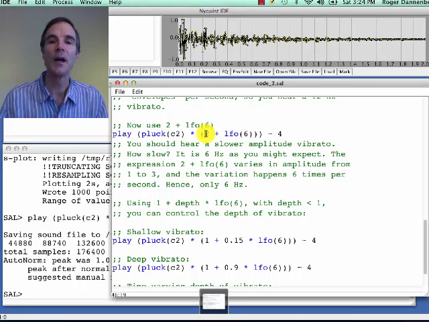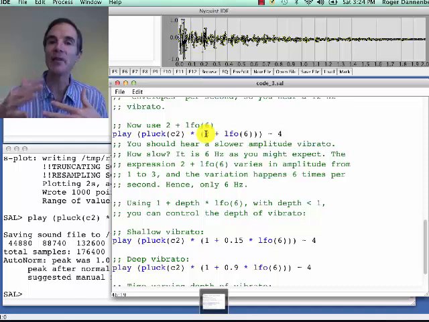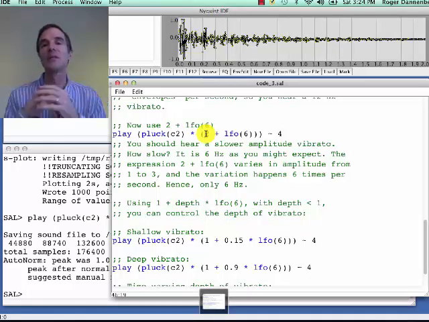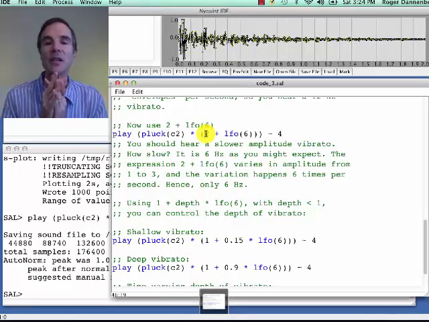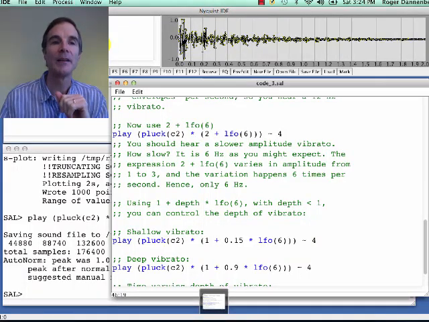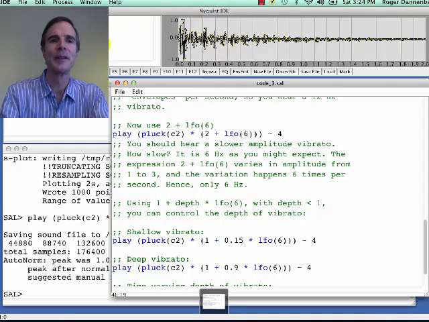What we can do to both control the depth of modulation, since we might not want it to go all the way back to 0, and also to eliminate this sort of frequency doubling from 6 to 12 hertz, is we can add an offset to the LFO. So we're going to use 2 plus LFO, and in fact, it might be useful to plot that.